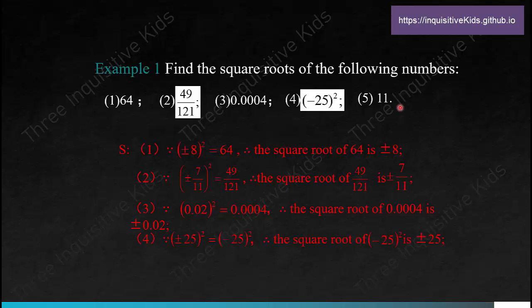And the last, number 4, it's positive negative 25. You might just come up with negative 25 over here, but you have to first simplify this. And then it's just 625. So then it would just be positive negative 25. Last one, the square root of 11 is positive negative 11. And when it comes to here, if it's not a perfect square, all you have to do is just use the radical.